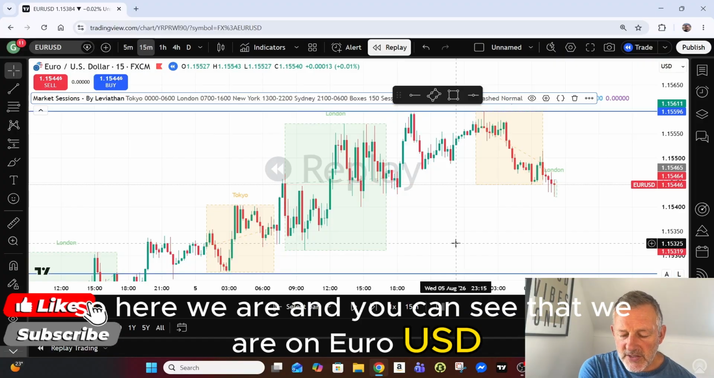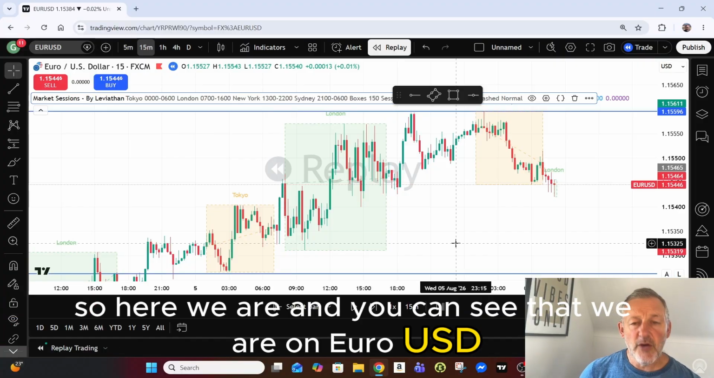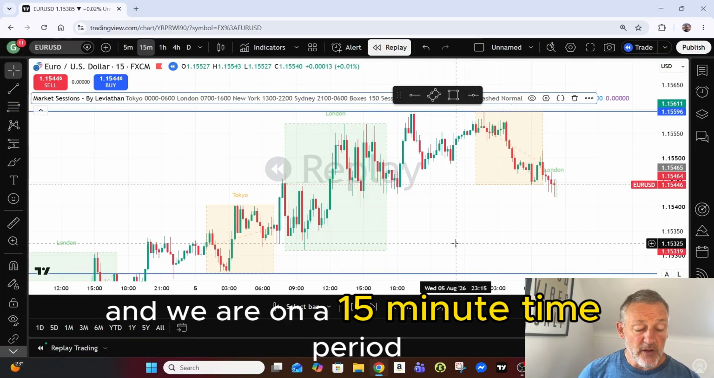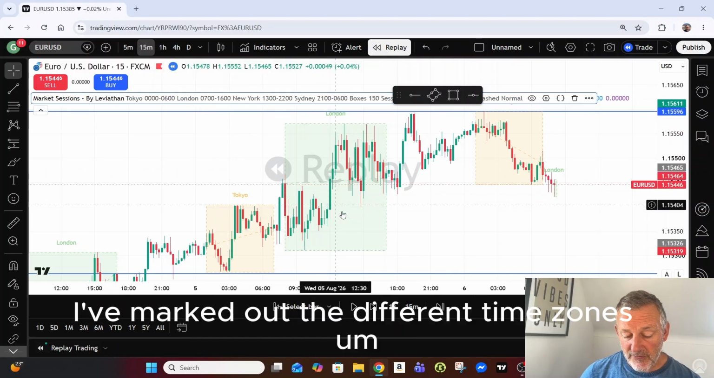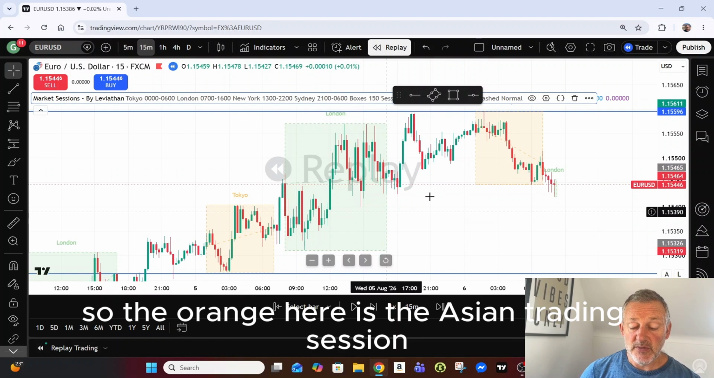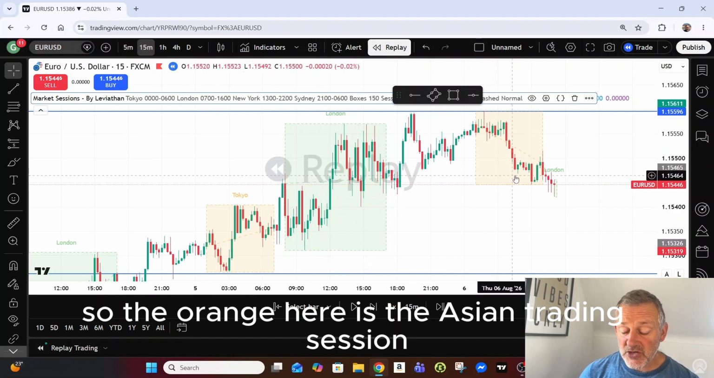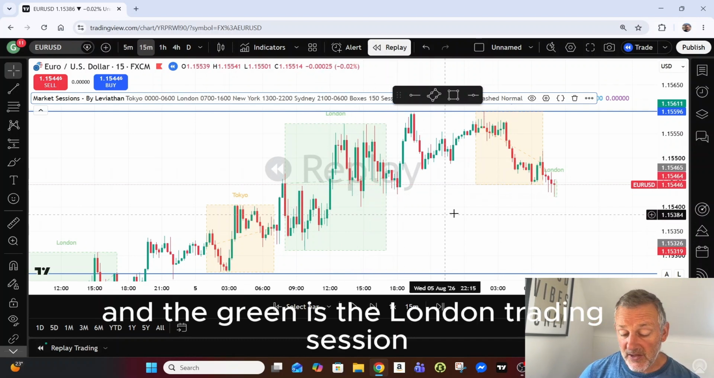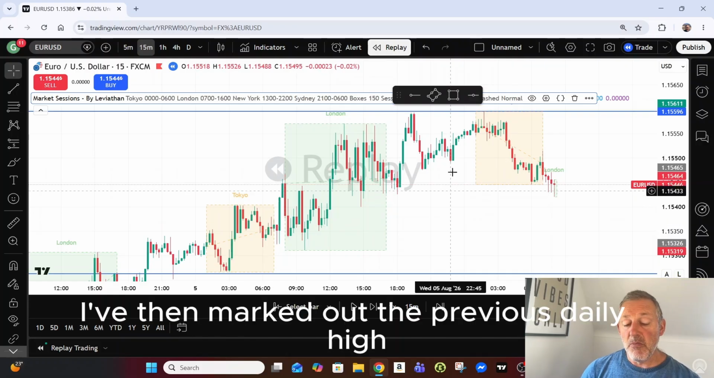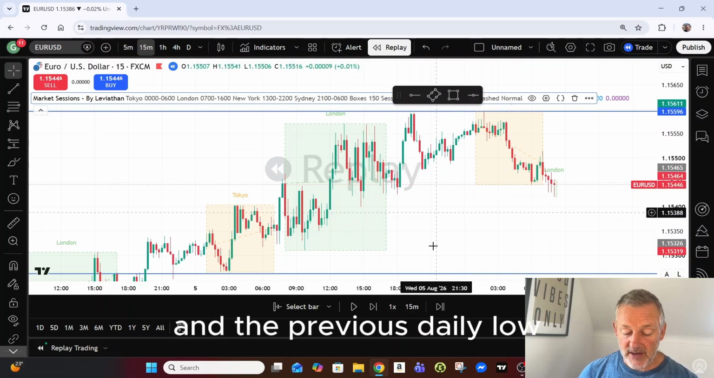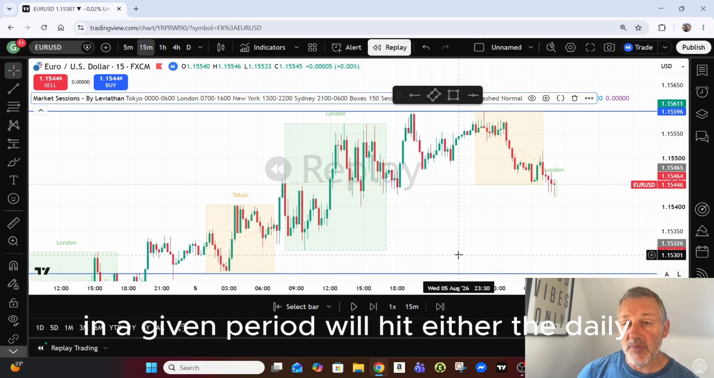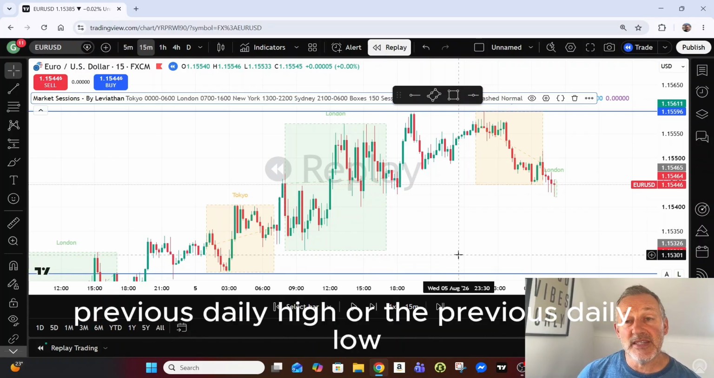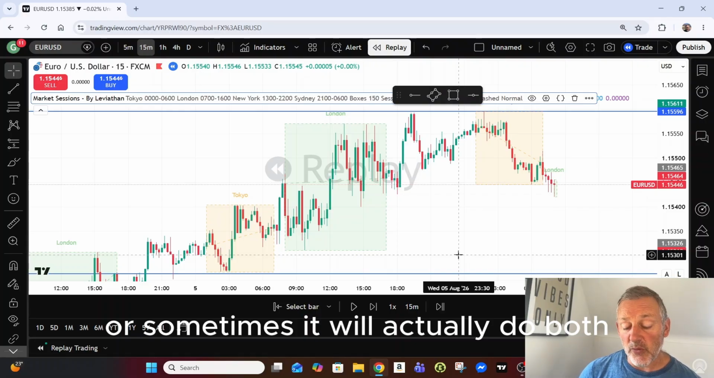So here we are, and you can see that we are on Euro USD, and we are on a 15-minute time period. I've marked out the different time zones. So the orange here is the Asian trading session, and the green is the London trading session. I've then marked out the previous daily high and the previous daily low. The chances are that the market in a given period will hit either the previous daily high or the previous daily low, or sometimes it will actually do both.